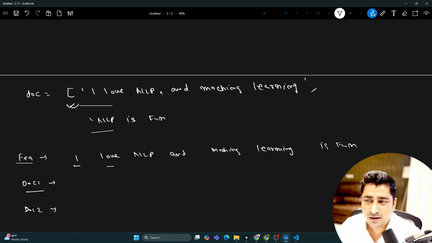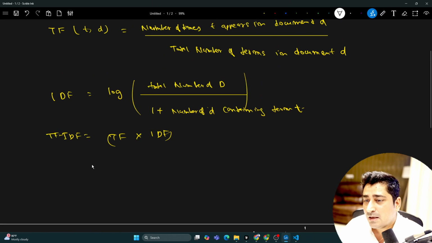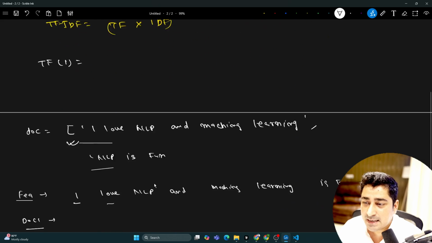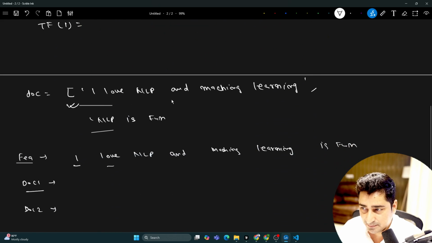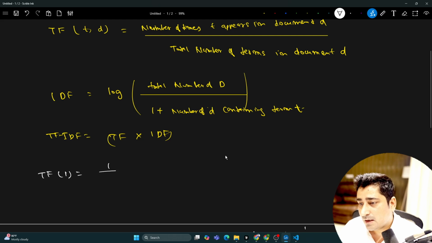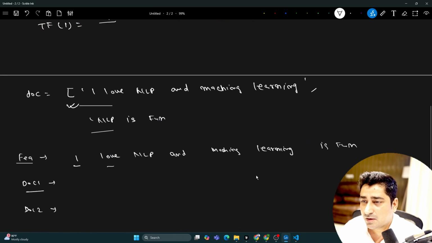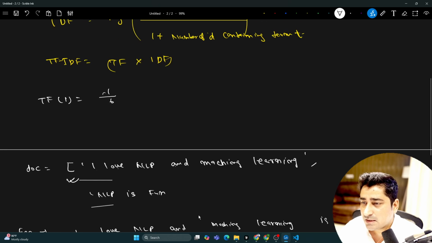Only I; the rest we can do with programming, so it's fine. If I have to find the TF-IDF of I, first find the TF of I. The number of times the term appears in document D: how many times has I appeared? Only once in the first document, divided by the total number of terms in the document. How many terms do we have? 1, 2, 3, 4, 5, 6. So we have 6. So term frequency is 1 by 6.